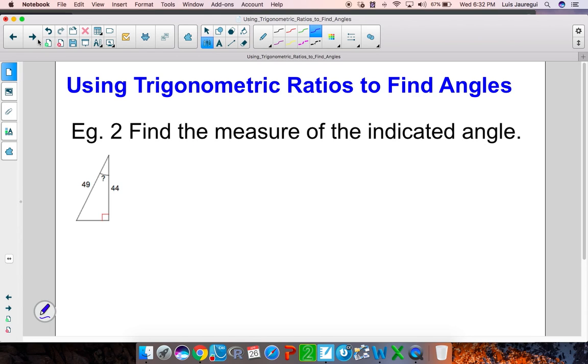Find the measure of the indicated angle. Again, one more time, I'm going to find my angle here. Instead of a question mark, I'm going to call it theta, just to have some mathematical notation. I'm going to label the parts. This side across from your 90-degree angle is what we refer to as the hypotenuse. Then this leg that is used to form that angle is what we refer to as the adjacent leg.